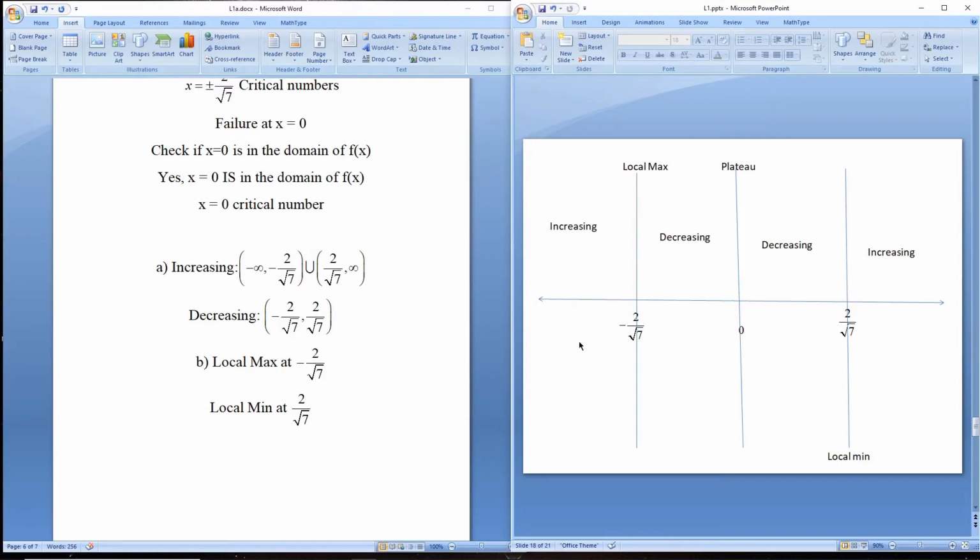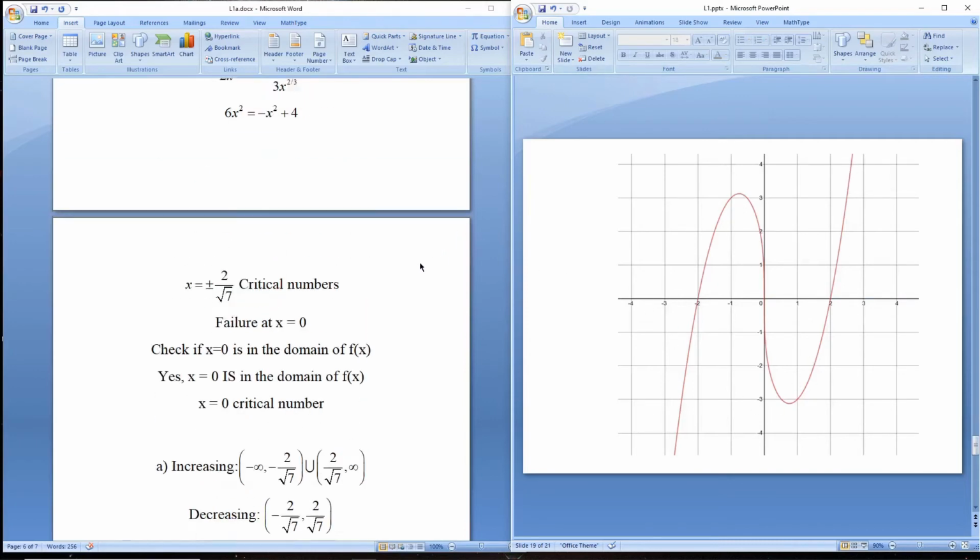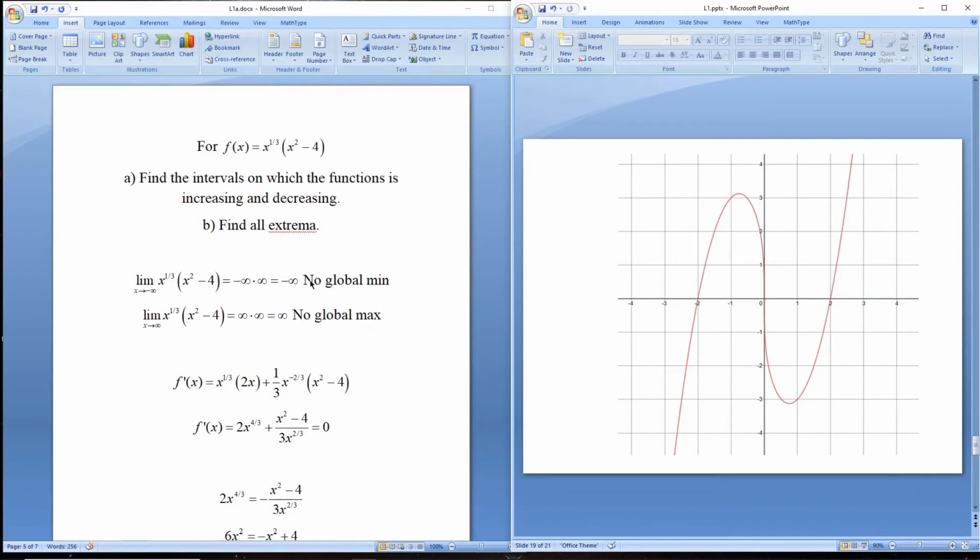Let's compare that to what the actual function looks like. And here it is. So first off, let's start with our endpoints. As we go to minus infinity, as we go to the left, the function goes forever down. No global min. As we go forever to the right, the function goes forever up. No global max.